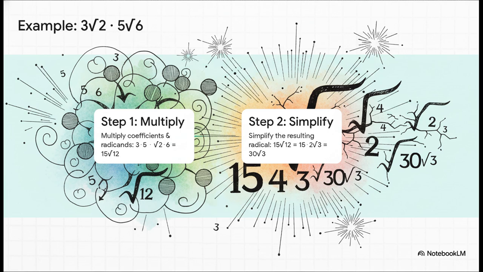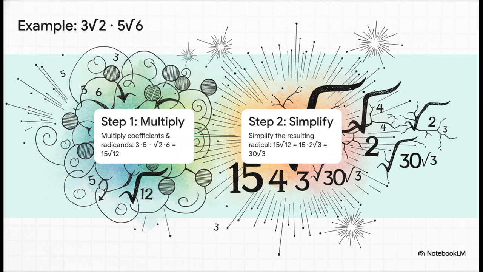Let's say we have 3 root 2 times 5 root 6. Okay, first, the outsides. 3 times 5 gives us 15. Then the insides. 2 times 6 gives us 12. So we get 15 root 12. But, and this is a big but, we're not done yet. You always have to check if you can simplify.